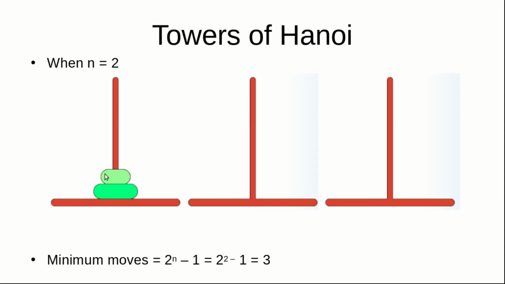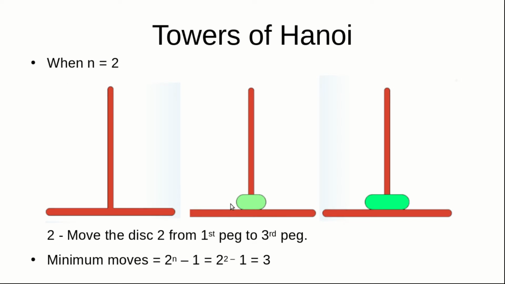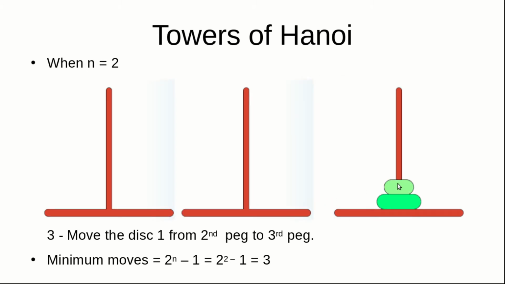In the same manner, we have to move this disk number 1 from source peg to destination peg. That is, we move this disk number 1 from the first peg to the second peg. After moving this, the game tower is going to look like this. Then we will move disk number 2 from first peg to third peg. Now we can simply move disk number 1 from second peg to third peg. Now all my disks are transferred from the first peg to the third peg. So this is how I do it for n equals 2.